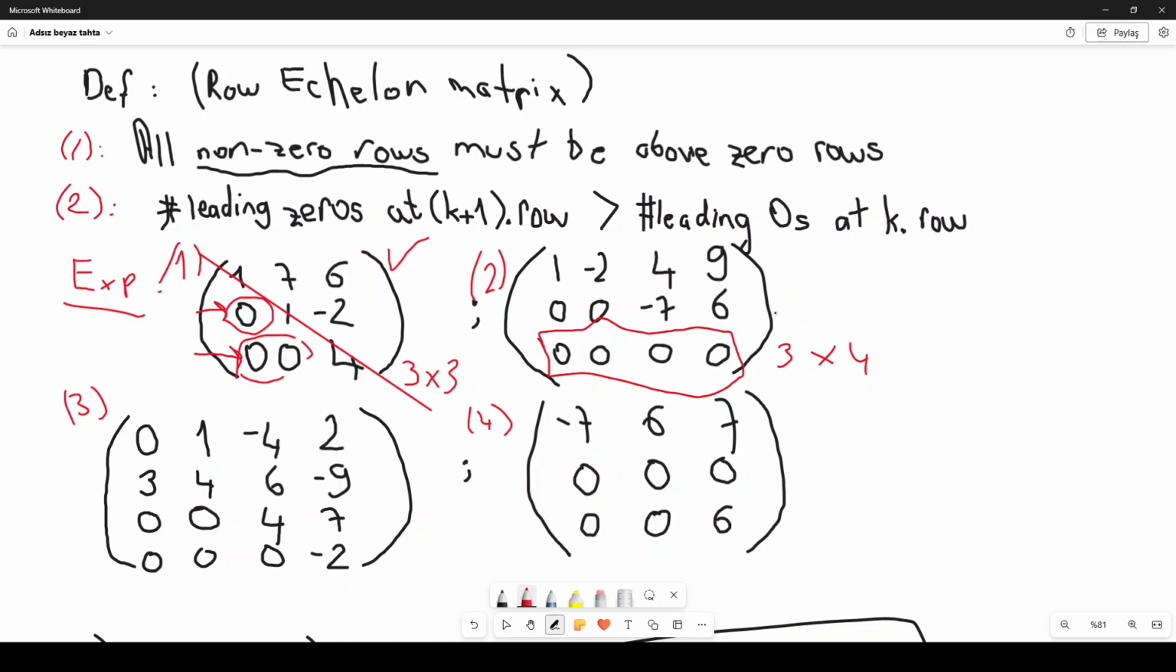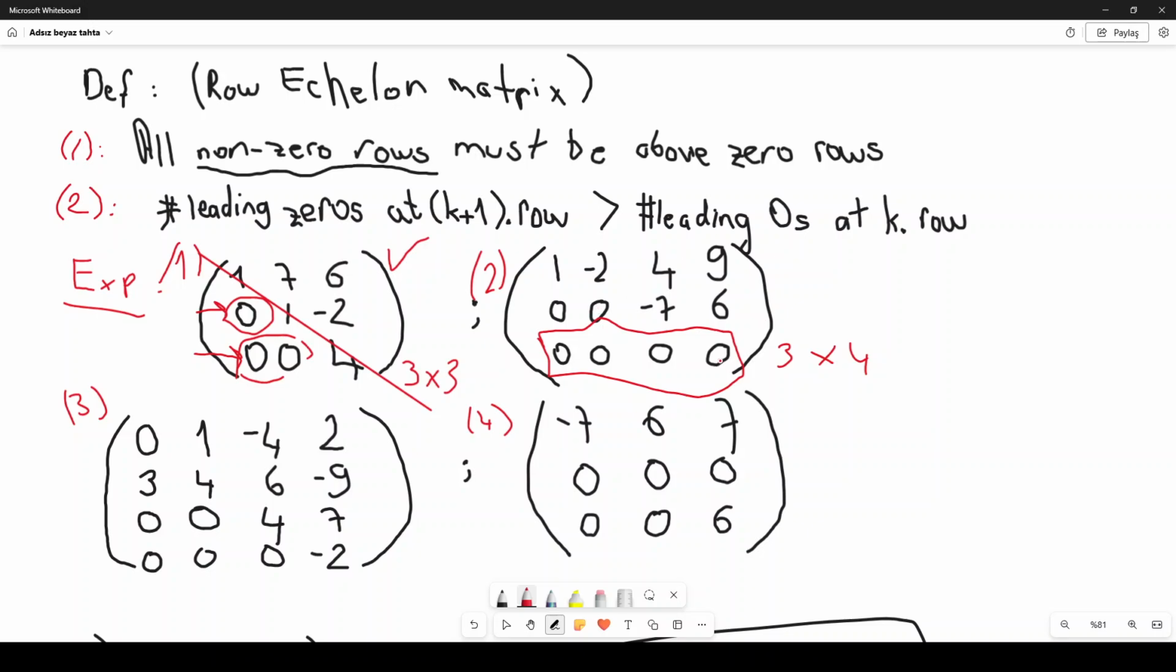I checked to see whether or not these two properties given above are satisfied, and the first one is automatically satisfied because we have only one zero row, which is the third row in the second matrix, and the third row is below all other rows, which are non-zero rows. In other words, the only zero row is placed below all the non-zero rows in the second matrix, so the first property is satisfied.